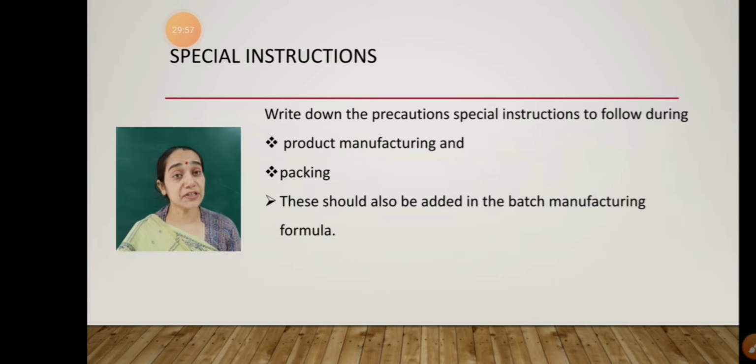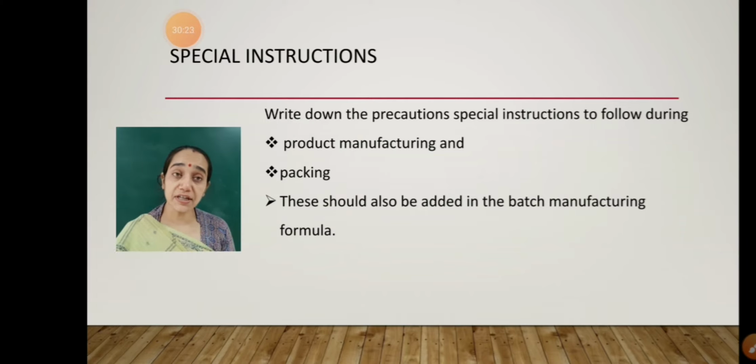Now there are the special instructions: if certain precautions need to be taken, there might be a probability that mixing of two components may lead to certain alteration in the properties of the components. So how should they be mixed? They should be instantaneously mixed, or mixed in a progressive manner, and that should be kept under the special instructions.